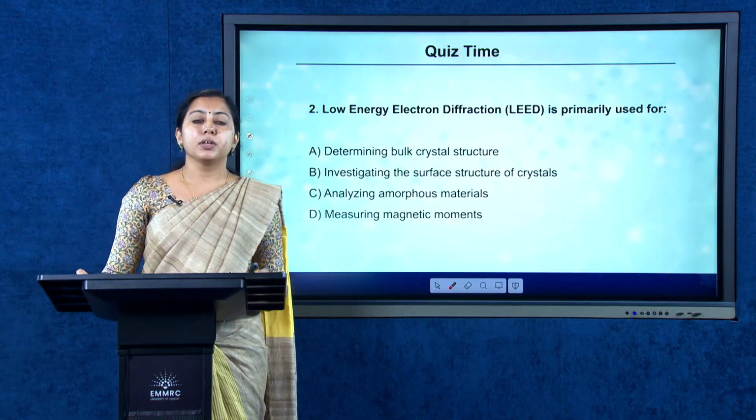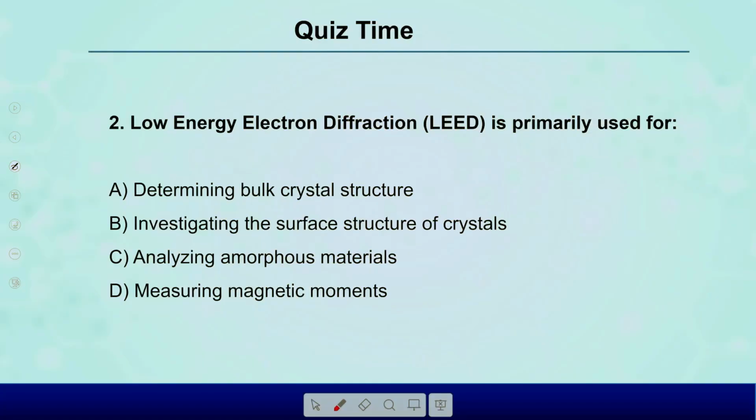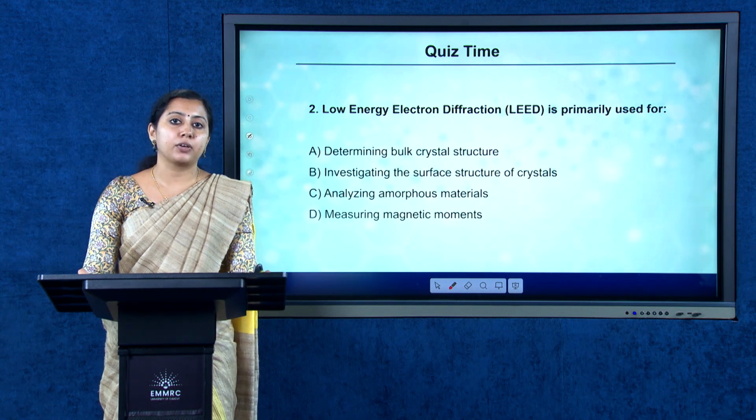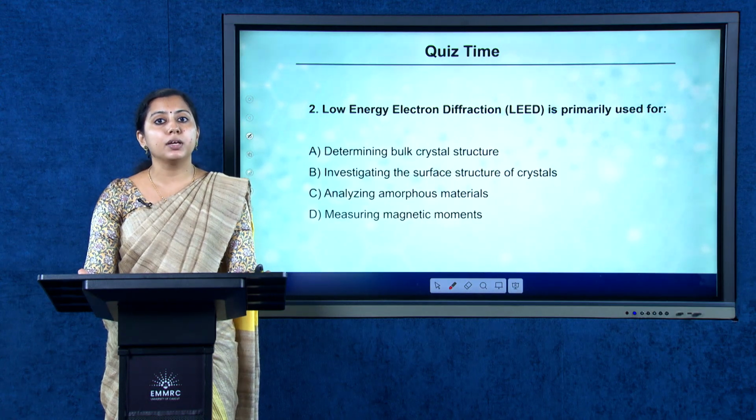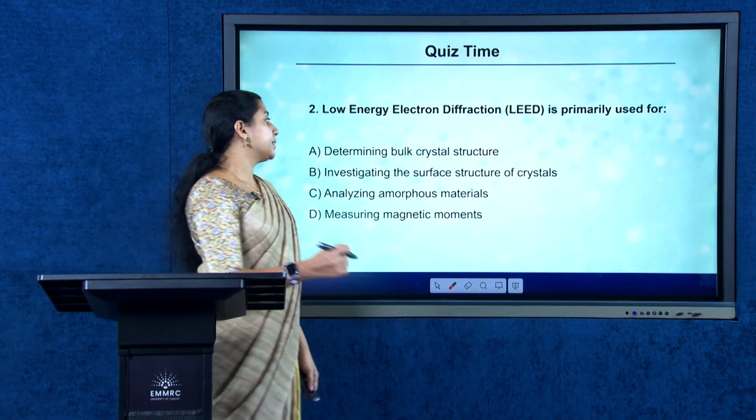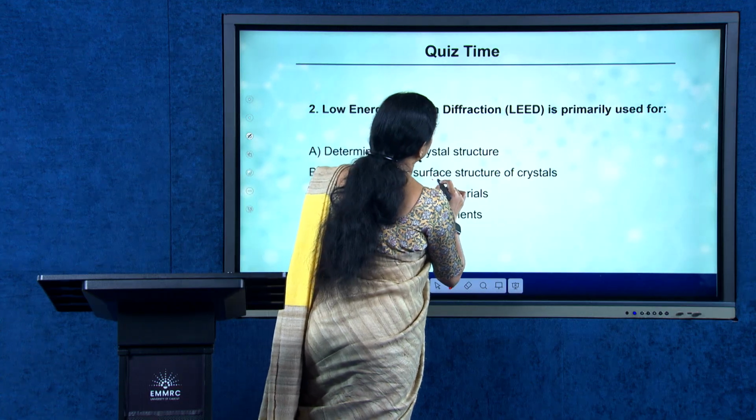Question number 2. Low energy electron diffraction or LEED is primarily used for option A, determining bulk crystal structure, option B, investigating the surface structure of crystals, option C, analyzing amorphous materials, option D, measuring magnetic moments. Low energy electron diffraction is an electron diffraction method which is primarily used for investigating the surface structure of crystals.